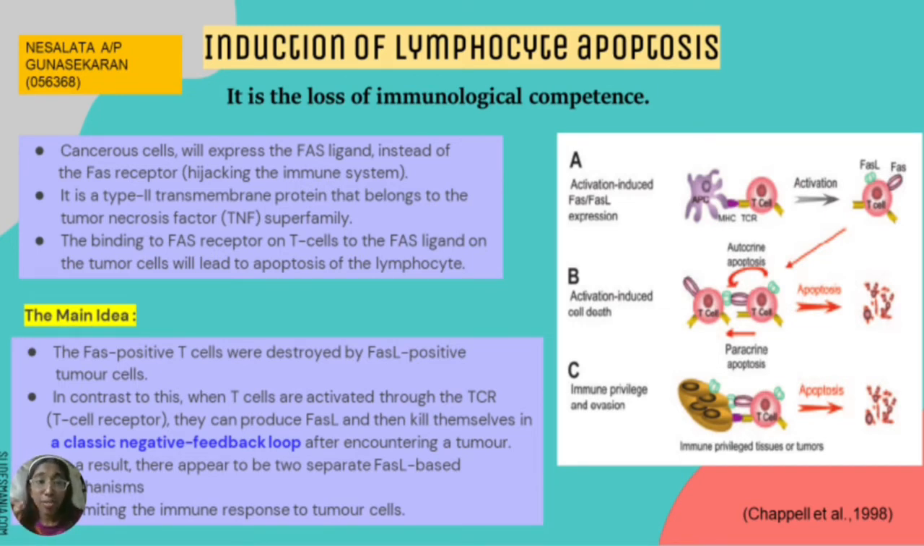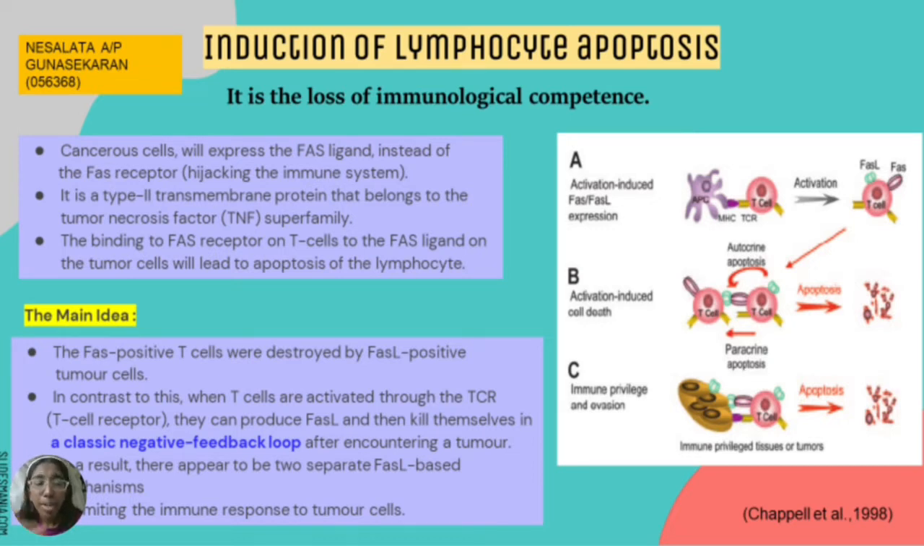And this FAS ligand is a type 2 transmembrane protein. It is a membrane-bound cell surface protein that belongs to the tumor necrosis factor superfamily. The TNF is mainly involved in cell proliferation, regulation of the immune system, and apoptosis.